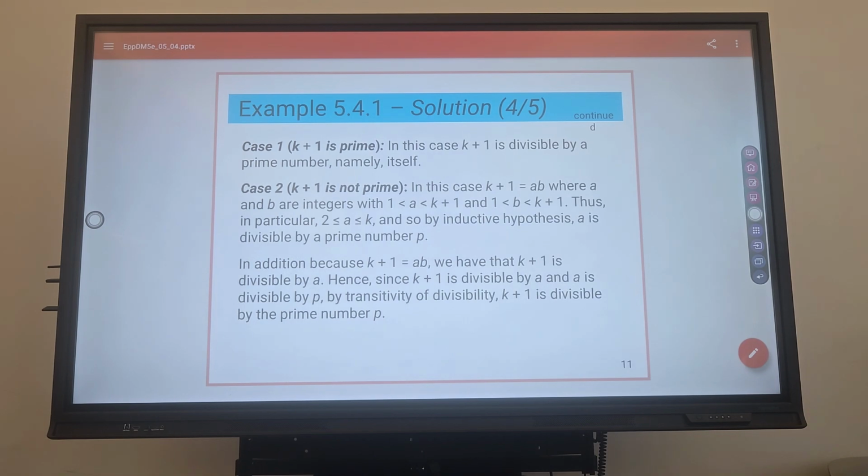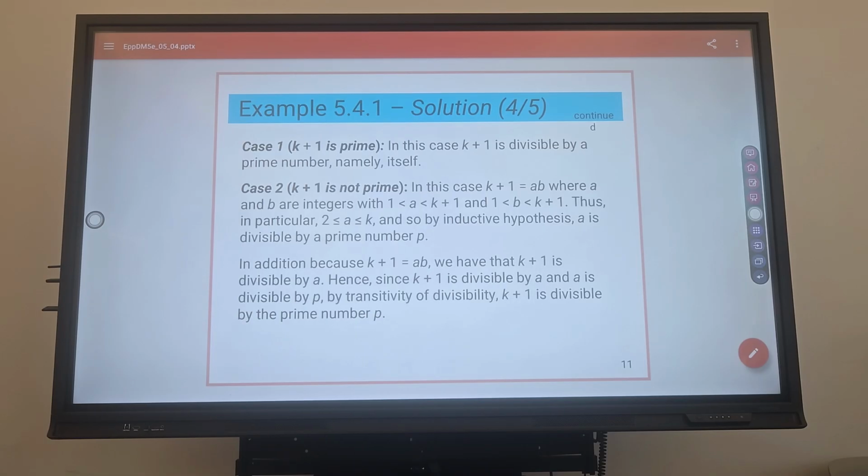Case number 2, k plus 1 is not prime. In this case, k plus 1 equals a times b, where a and b are integers, and they are between 1 and k plus 1, because they have to be less than that, because k plus 1 is not prime. Thus, in particular, 2 is less than or equal to a, which is less than or equal to k. So by the inductive hypothesis, a is divisible by a prime number.